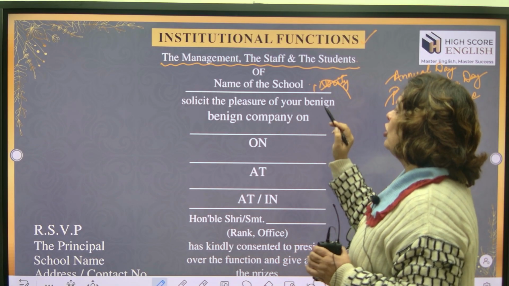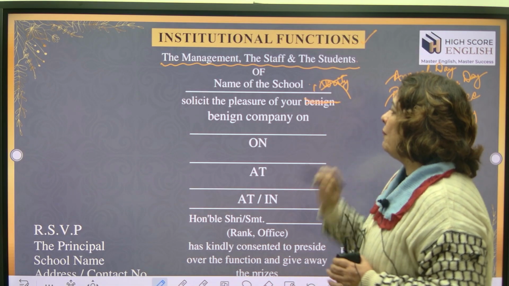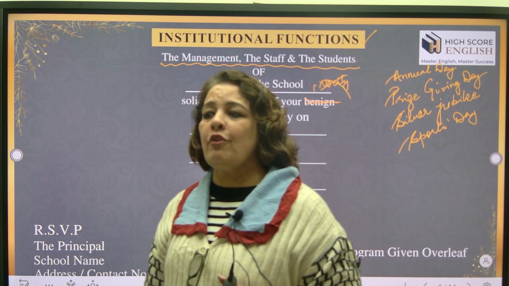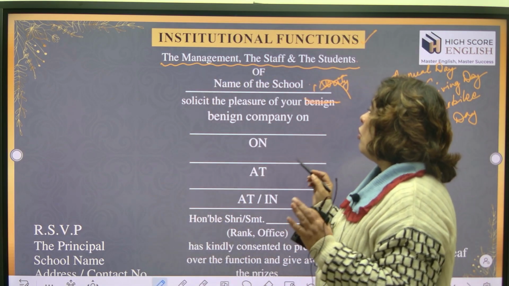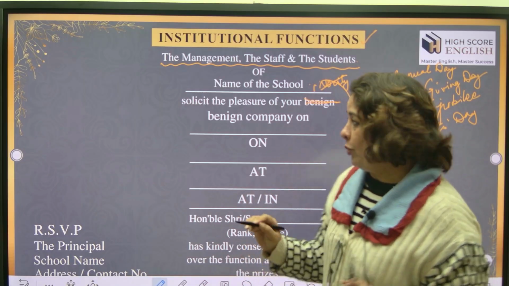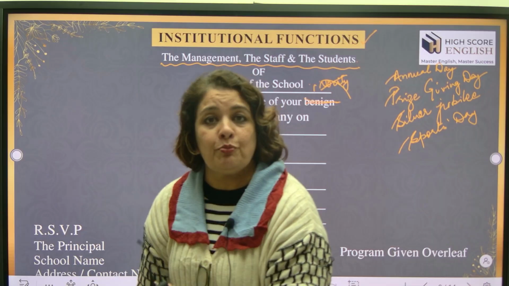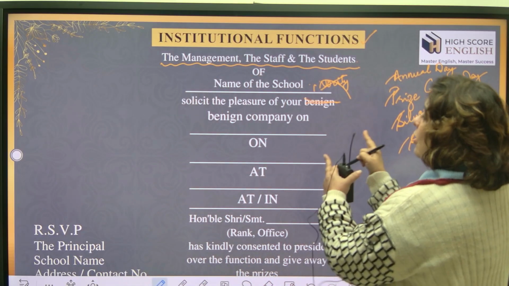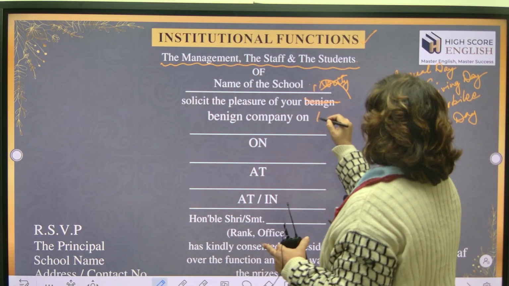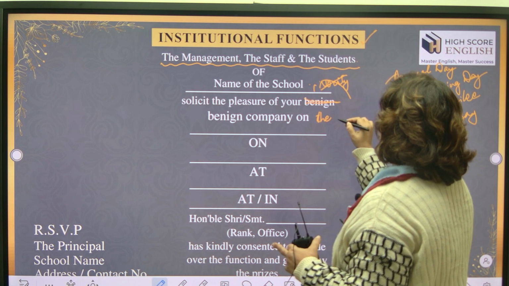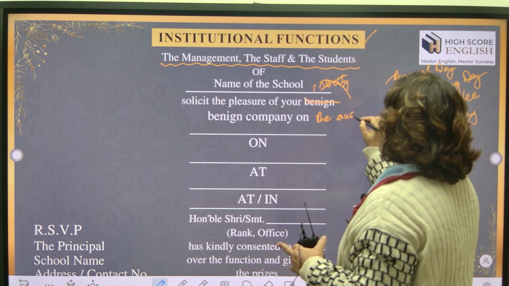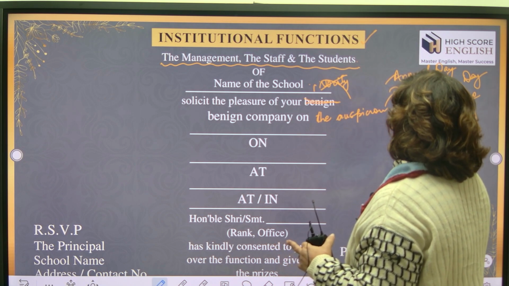Solicit the pleasure of your benign company. Now, "on the auspicious occasion", you are not going to write. In the previous ones, we had written "on the auspicious occasion". Here, you are not going to write that. Okay, what do we not have to write? On the auspicious occasion.